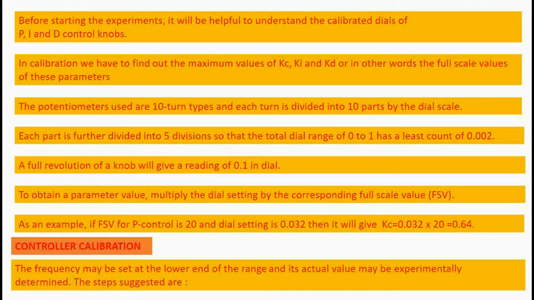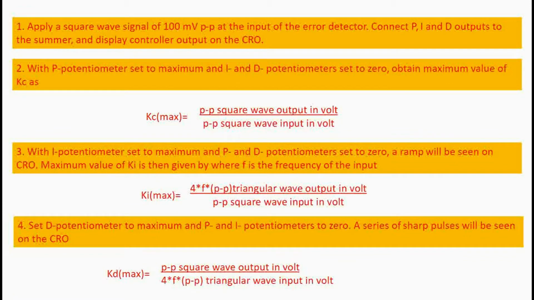If our full scale value for P potentiometer is 20, then if our dial setting is 0.032, then our Kc will be 0.032 into 20, which will give 0.64. So to calibrate the controller, we have to put the frequency at low range and follow the steps to conduct the calibration process.